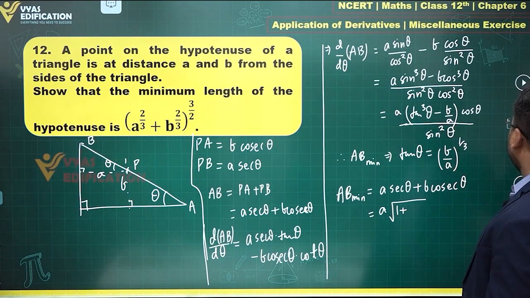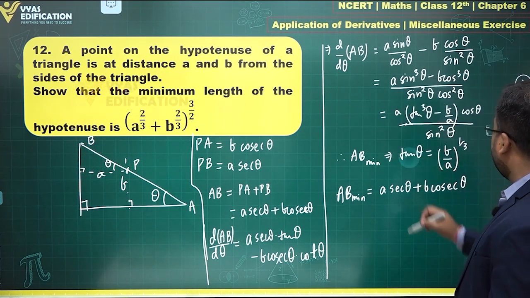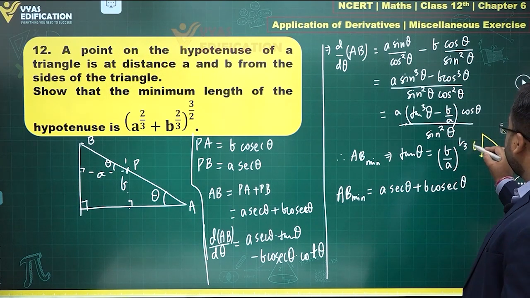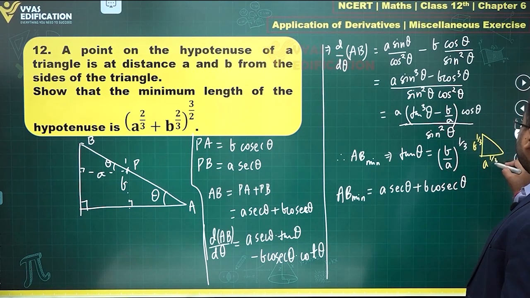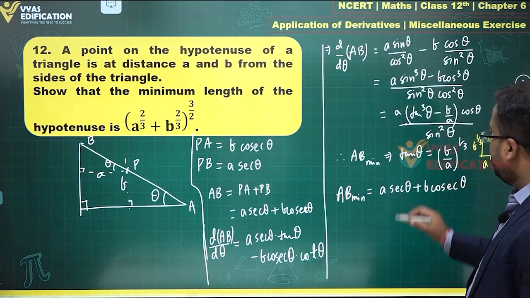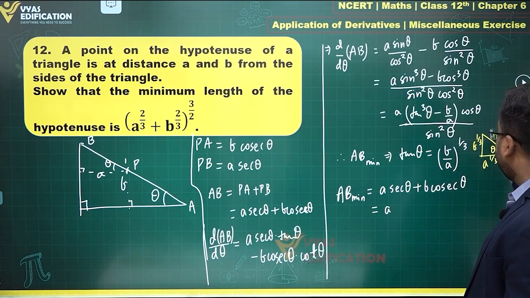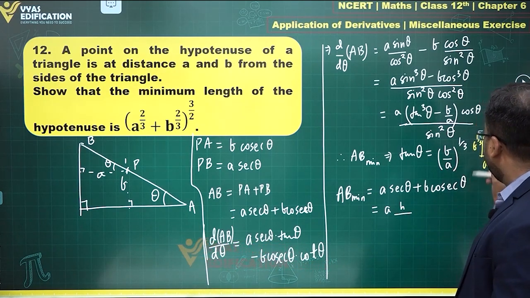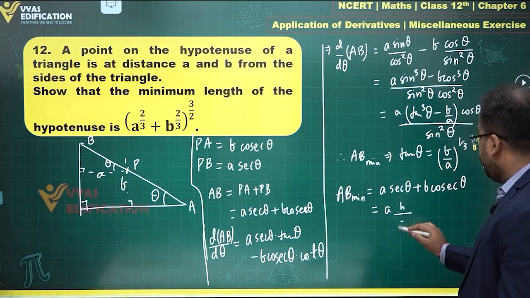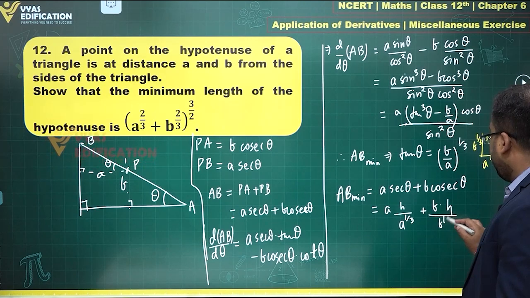Or can we draw the triangle diagram and solve this instead of applying the formula? Yes, we can do that as well. Let's draw the triangle. If this is theta, then this side is B power 1 by 3, this is A power 1 by 3, and this is theta over here. This is the hypotenuse. Let's call this small hypotenuse h. Then we get A times h upon A power 1 by 3 plus B times h upon B power 1 by 3.